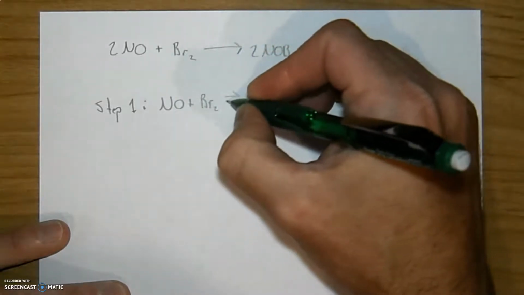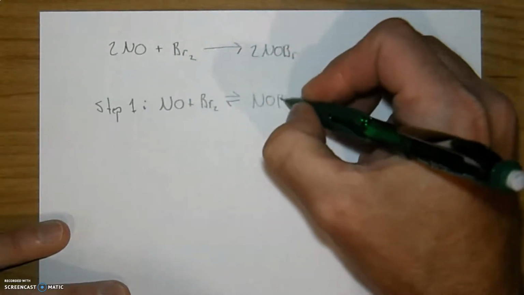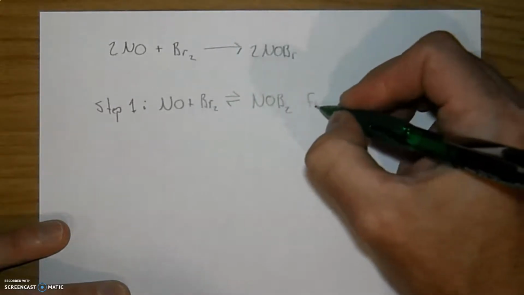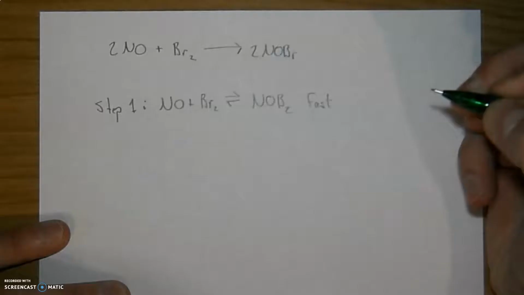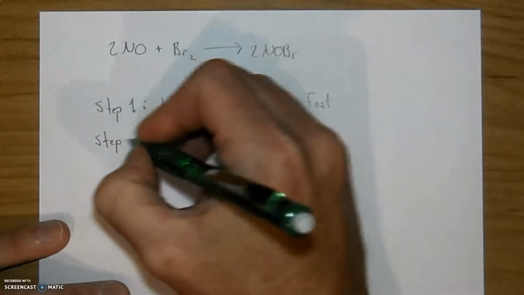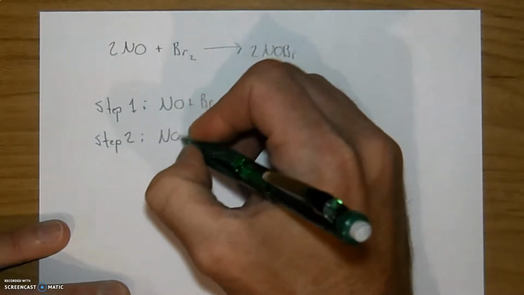And I'm just going to go ahead and put this in, and I'll talk more about it in just a moment. And it produces this. I will tell you ahead of time, this reaction is fast. For the fact there's a step 1 implies that there's probably a step 2.